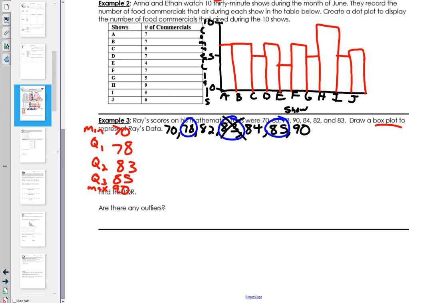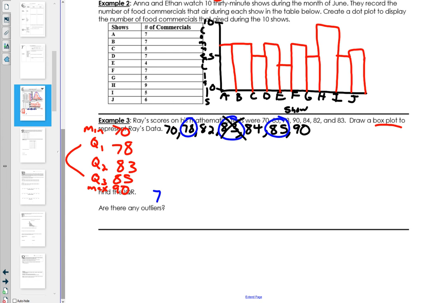Let's do the first question. Sam, what's the interquartile range? IQR, what is the interquartile range here? Samantha, no? Do you know how I found these numbers? Okay, so interquartile range is always going to be Q3 minus Q1. What is 85 minus 78? Okay, thank you, Bree. It's 7.